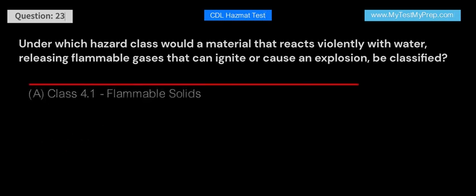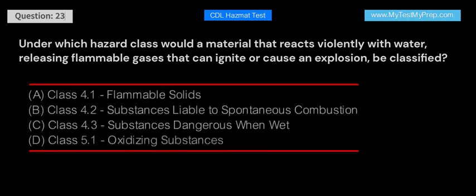Under which hazard class would a material that reacts violently with water, releasing flammable gases that can ignite or cause an explosion, be classified? A. Class 4.1 Flammable solids. B. Class 4.2 Substances liable to spontaneous combustion. C. Class 4.3 Substances dangerous when wet. D. Class 5.1 Oxidizing substances.